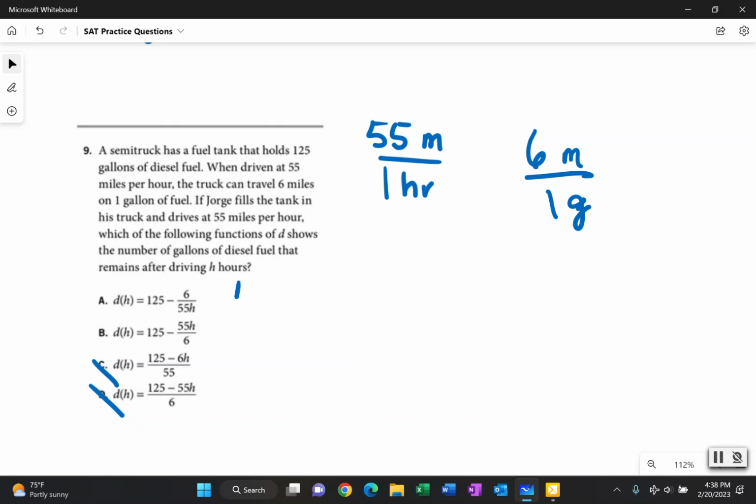All right, so 125 gallons. That means whatever we're subtracting also has to be in the units of gallons, right? But we also have to make sure we include the number of hours. So in this case, if I'm going 55 miles per hour, the only way to cancel out my hours in order to get gallons has to be by multiplying H times 55. So we're going to get 55H.